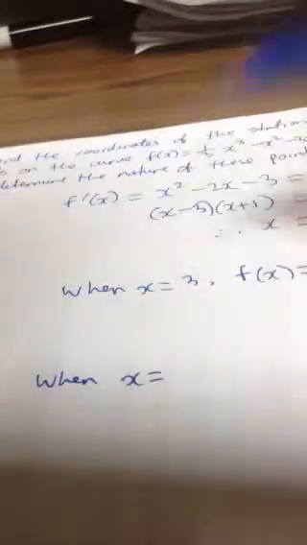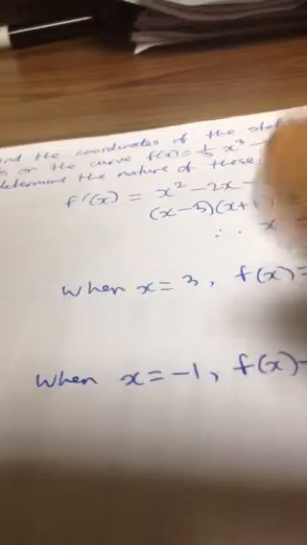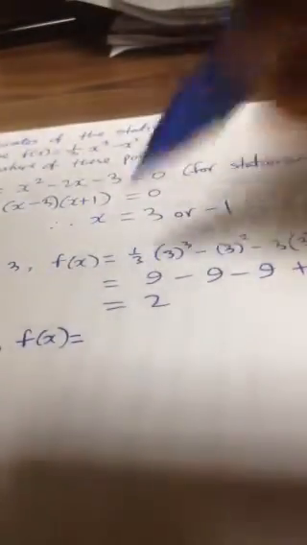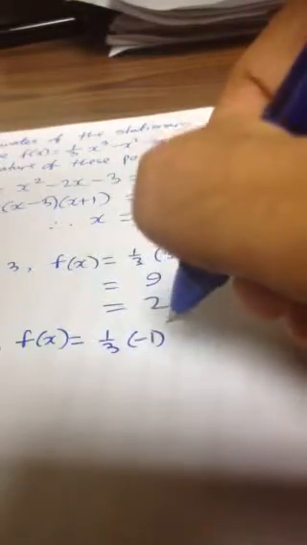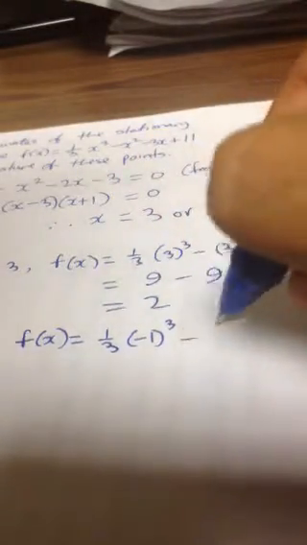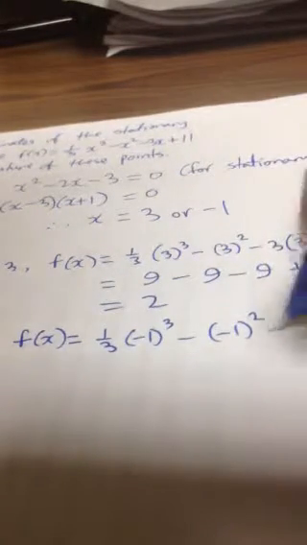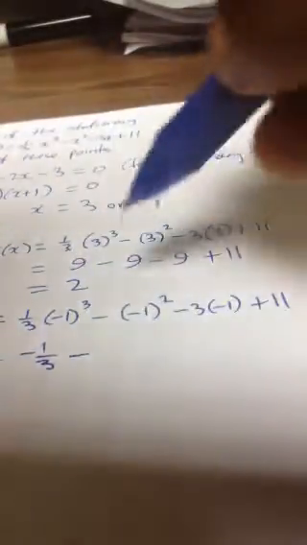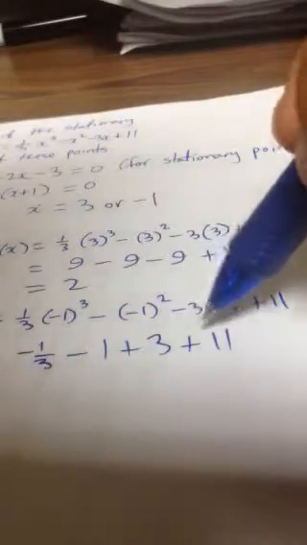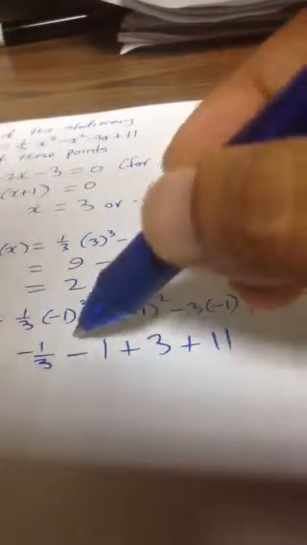When x is equal to minus 1, f of x will be equal to 1/3 of minus 1 cubed minus minus 1 squared minus 3 by minus 1 plus 11, and that's equal to minus 1 cubed is minus 1, so this will be minus 1/3 minus 1 plus 3 plus 11, and that's equal to 14 minus 1 is 13 minus a third is 12, and 2/3.